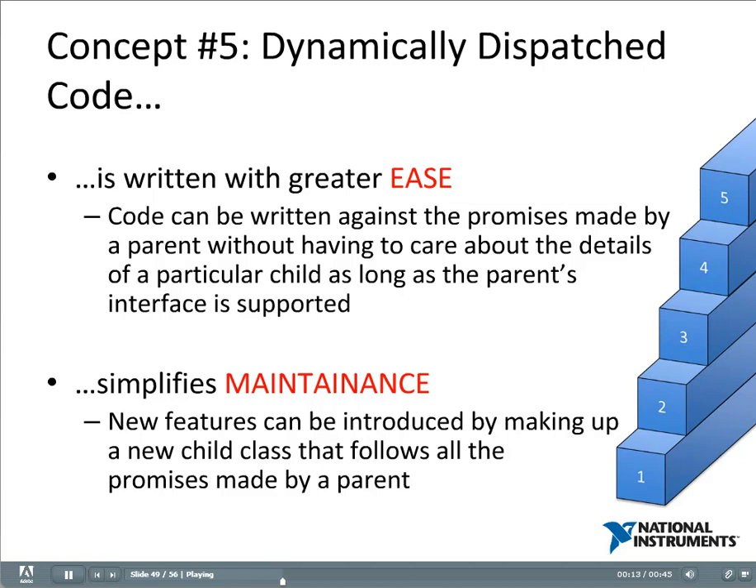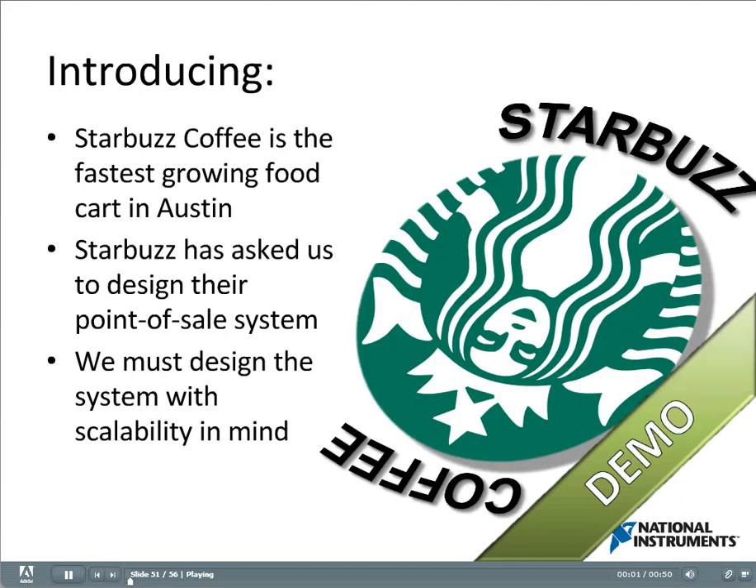Since we can define promises or contracts at the parent level without having to care about the individual details of implementation at the child level, just knowing that the child will implement that when defined, the code can be written with greater ease. And also, with regard to maintenance, new features can be introduced to extend your existing application simply by creating a new child class and ensuring that that child class inherits from some sort of a parent and follows all the promises or contracts made and defined by that parent.